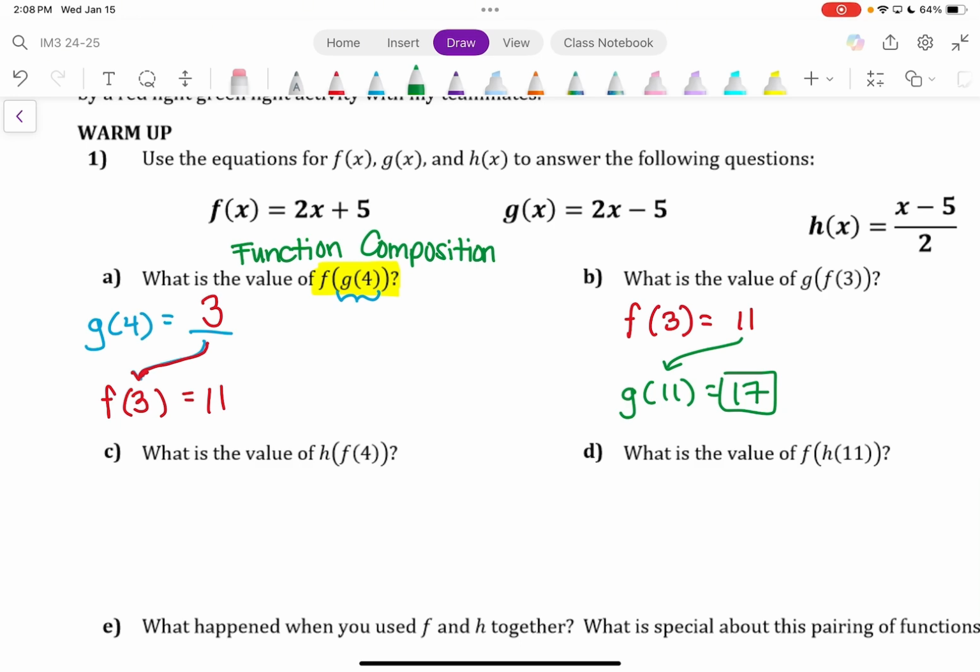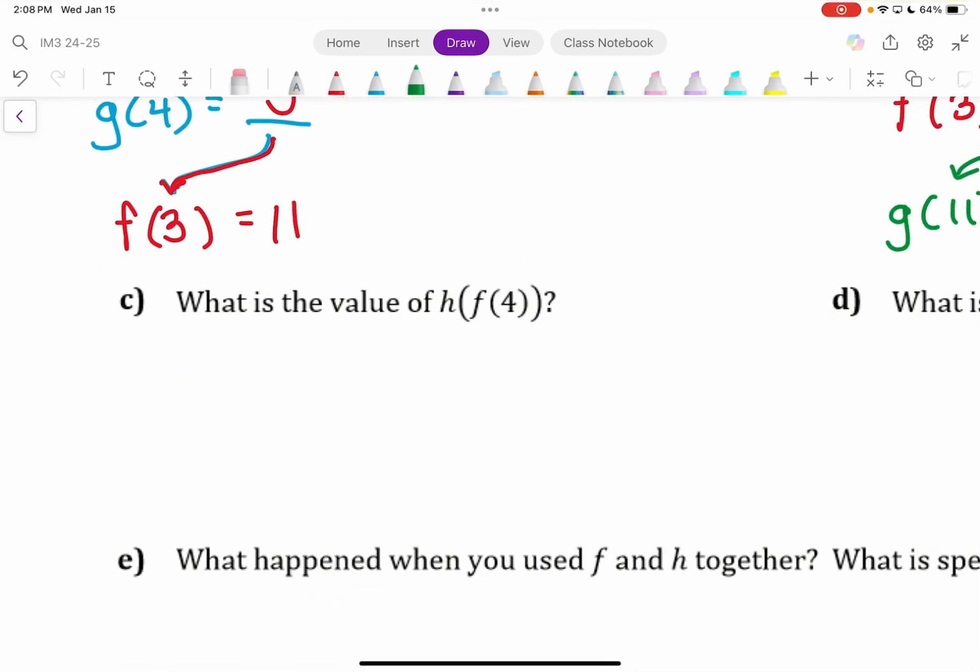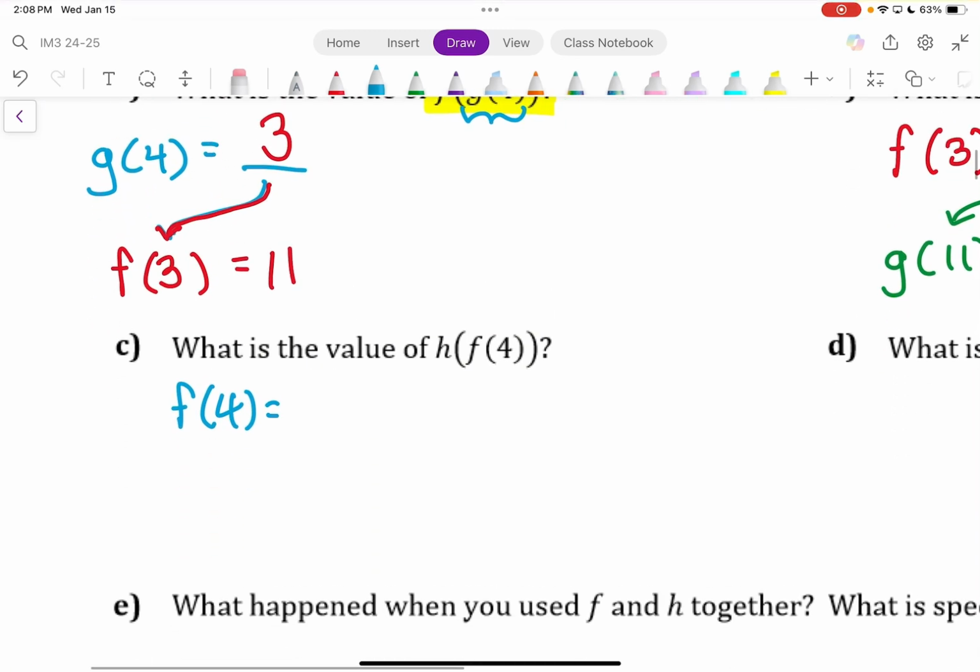Now, we are going to look at the following two functions, h and f. So we begin by evaluating f of 4. That means you're plugging in 4 into function f. What do we get when we plug in 4 into f? 13. When we evaluate h of 13, then what do we get? What do we get? We get 4. Okay.